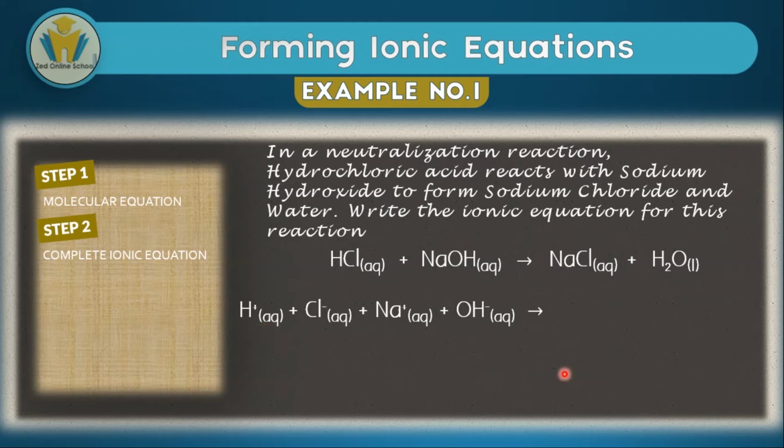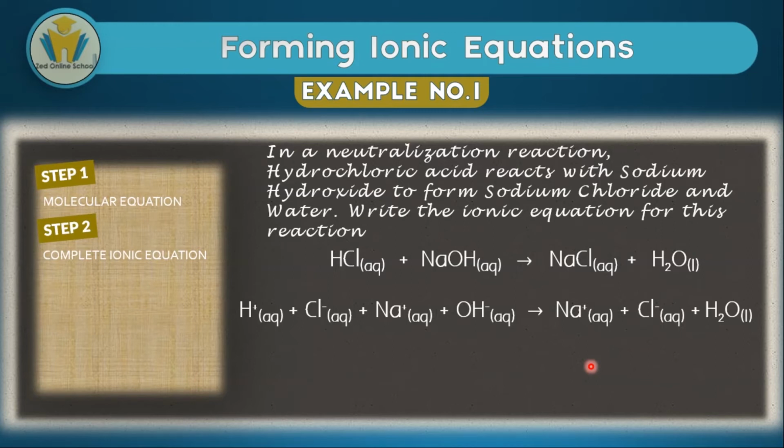After that, we go to our product side where we're only ionizing sodium chloride. Water stays the same as it's not aqueous. This whole chemical equation we've written now is what is termed the complete ionic equation. All the ions that are in this chemical reaction have been shown.